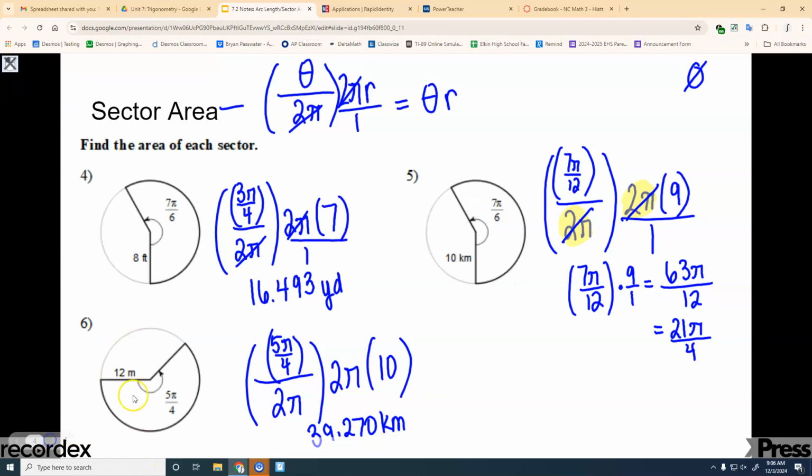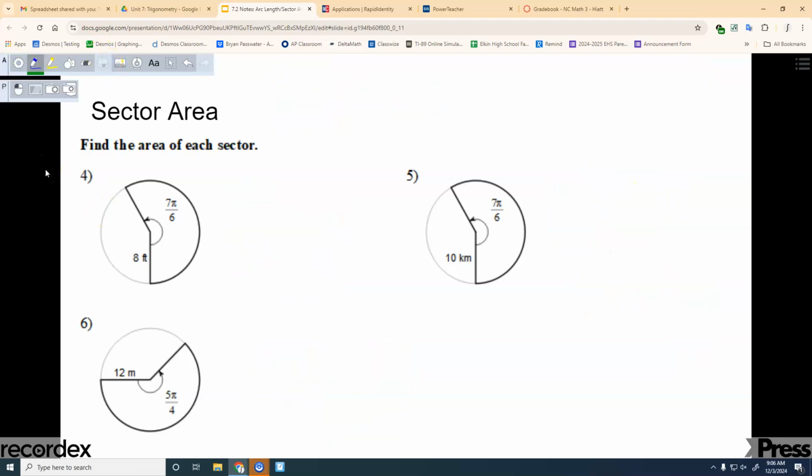All right, let's do some sector area for this. For your sector area, the formula is still theta over 2 pi times the area of a circle, which is pi r squared. So again, for this, we're just plugging into that formula.